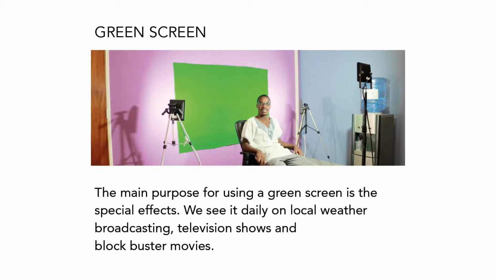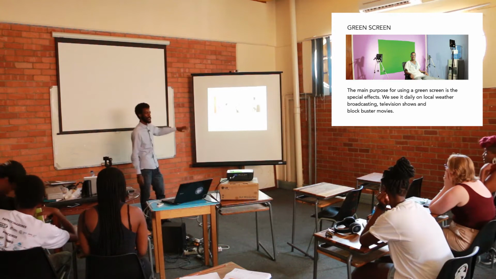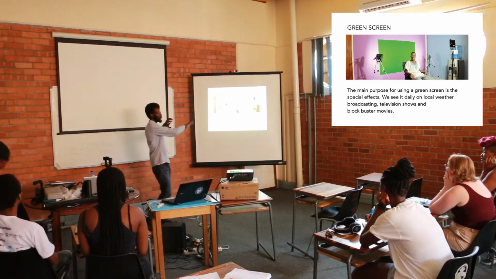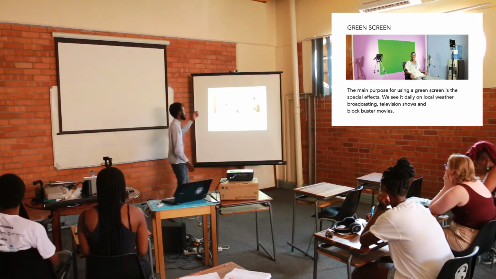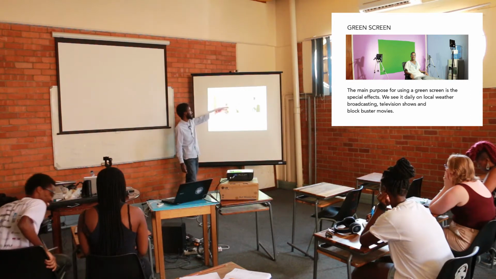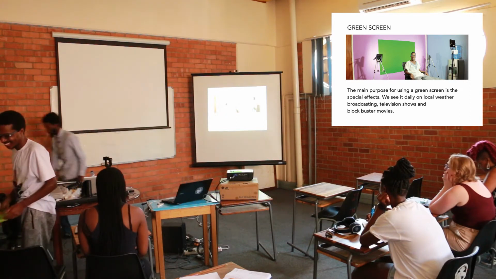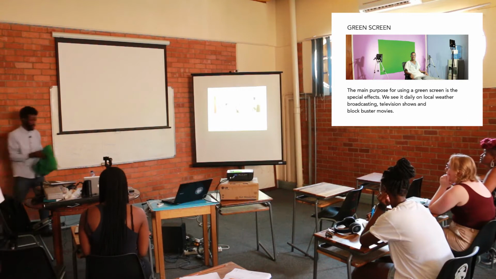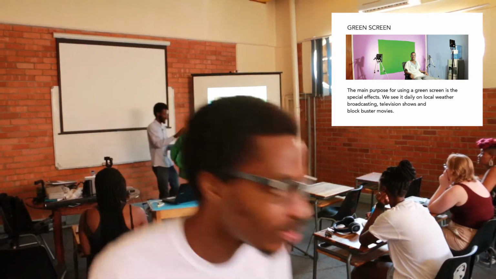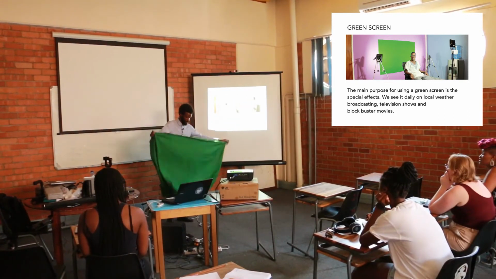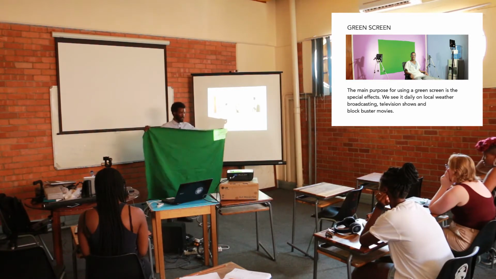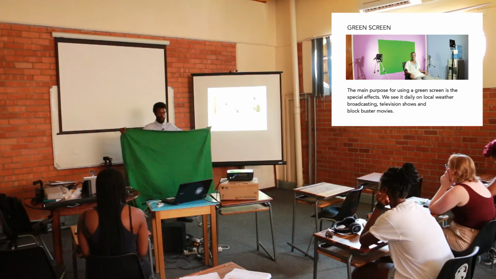So over here it says the main purpose for using a green screen is the special effects. Like if you look at the news, for example, and someone is presenting the weather, you always see those types of animations. If you're not familiar with the green screen, they usually use this type of cloth. The cloth that we have is basically just a green cloth.